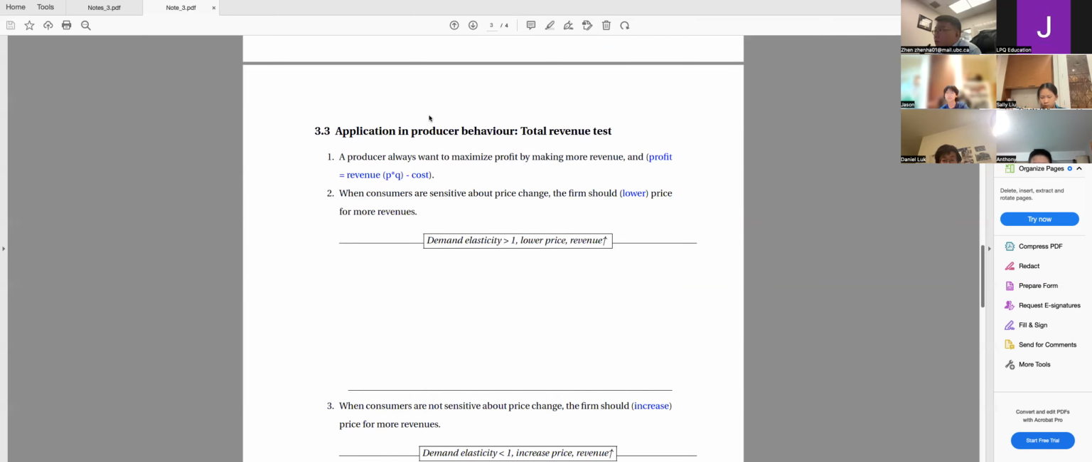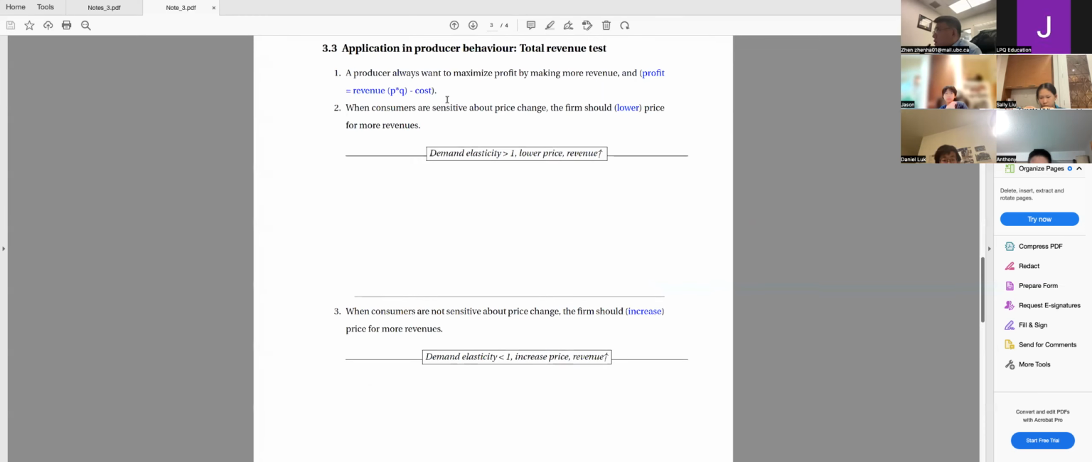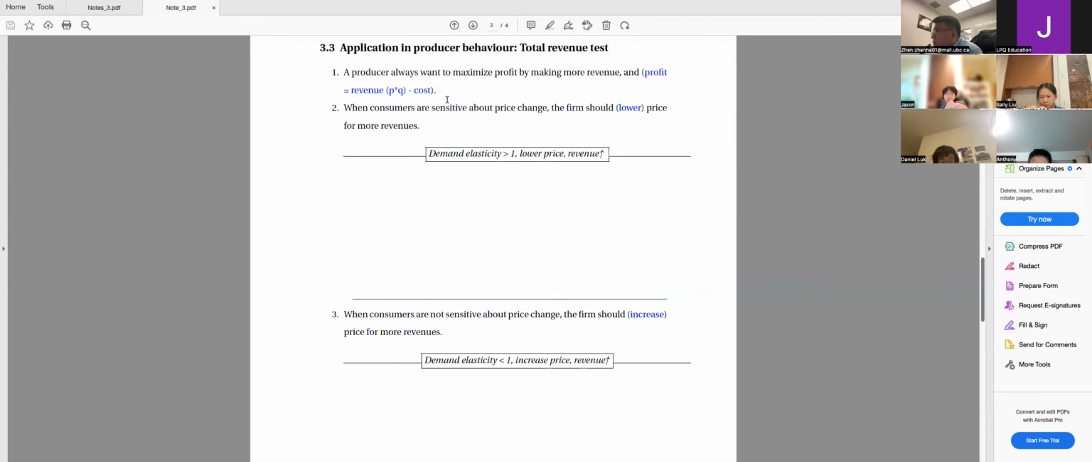ED has one more very important application in firm theory. When you build your own business, when you produce your own product and supply it to the market, you need to do something as a business owner, as a producer. You need to do something called a pricing strategy. You need to know when you should increase your price and when you should lower your price to make more money.